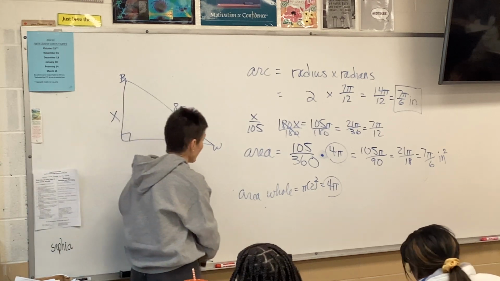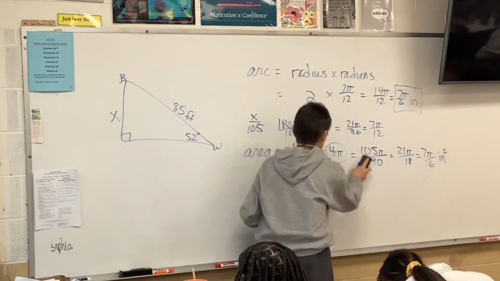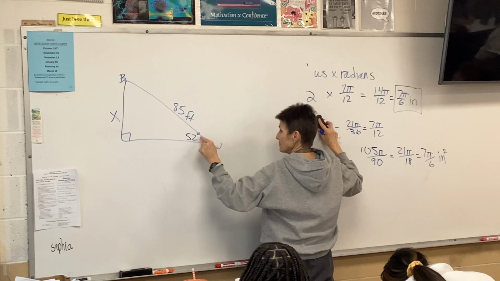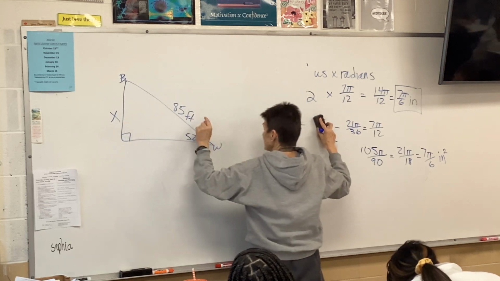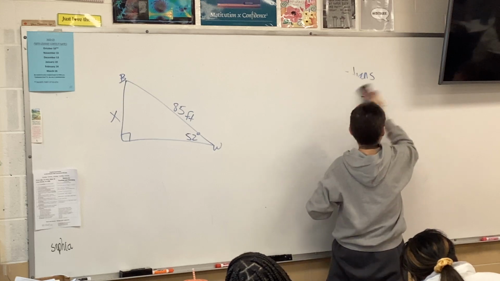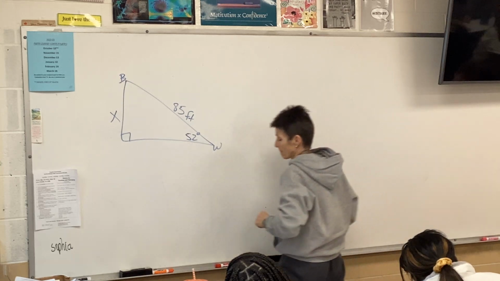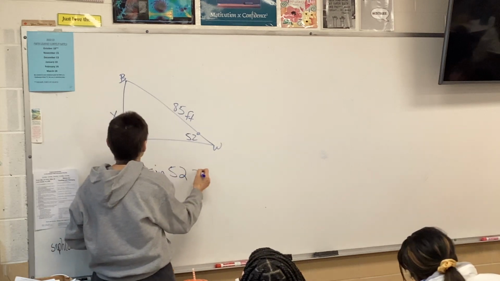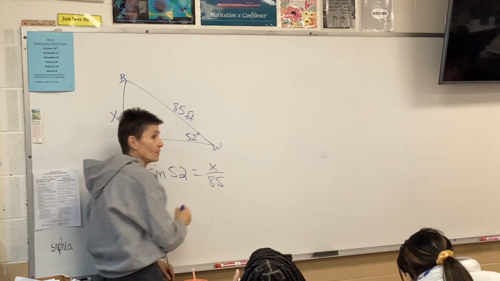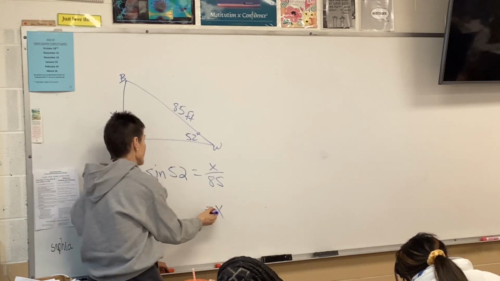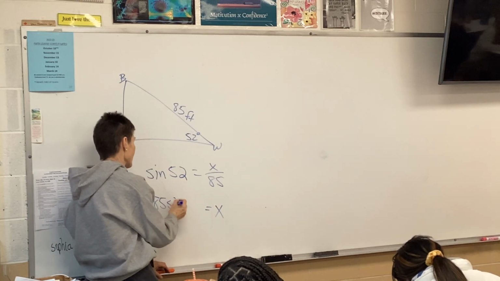All right, we need an equation: sine, cosine, or tangent. Gotta be sine because relative to 52, that's opposite over hypotenuse. So sine 52 equals x over 85. Is that okay with everybody? And x equals 85 sine 52.